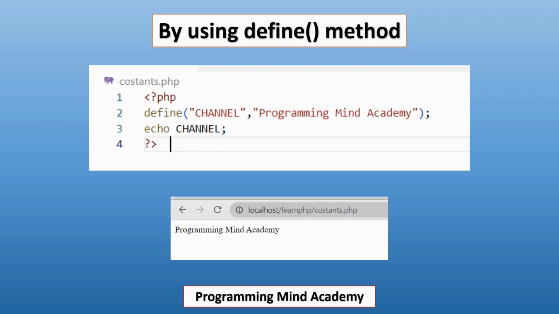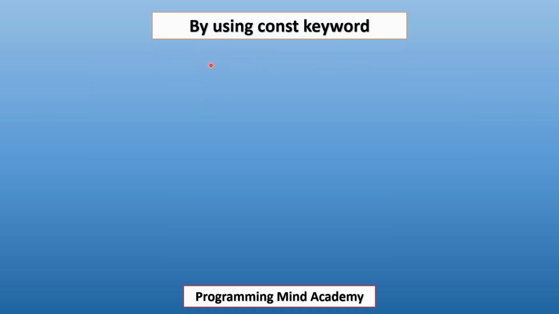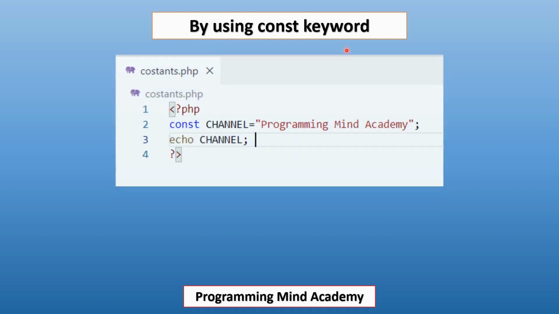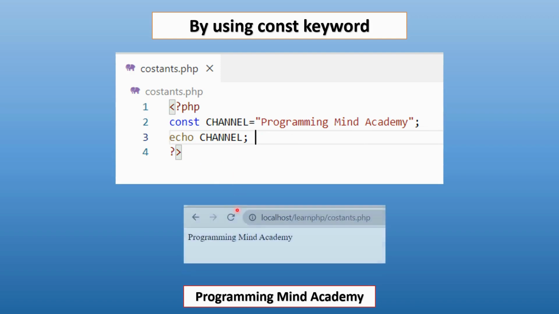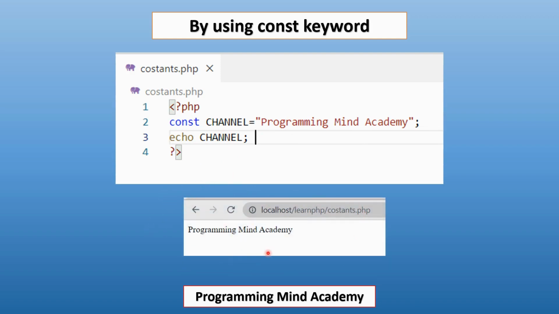So let's go to the next method, by using the const keyword. Here we are just using the const keyword in front of the constant or identifier or name, and we are storing the value by using double inverted commas, Programming Mind Academy, and we are using echo to print that constant. This is the second method. You can use const, okay, and this is the result of our second method.